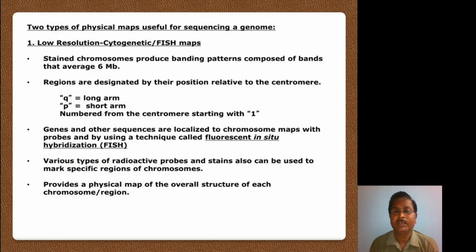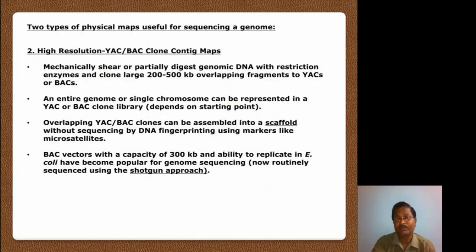Q indicates the long arm and P indicates the short arm, numbered from the centromere starting with the number 1. Genes and other sequences are localized to chromosome maps with probes, by using a technique called fluorescence in situ hybridization, FISH. Various types of radioactive isotope probes and stains can also be used to mark specific regions of chromosomes. This provides a physical map of the overall structure of each chromosome or region of the chromosome. The second type is called a high resolution map, YAC or BAC clone contig maps.